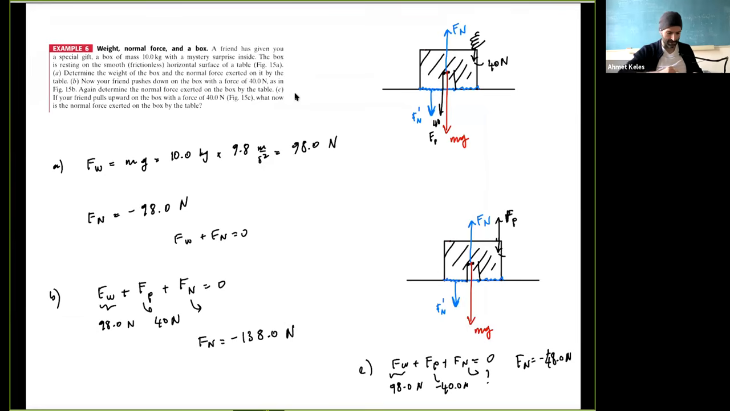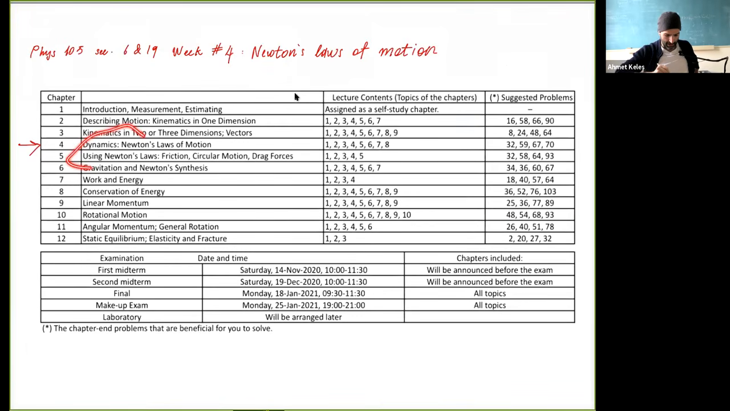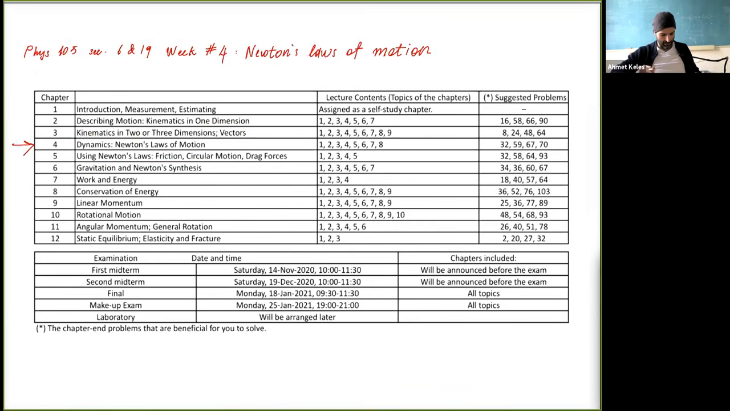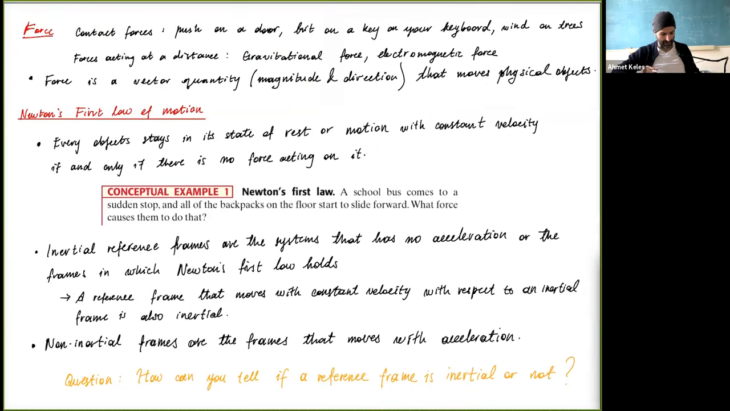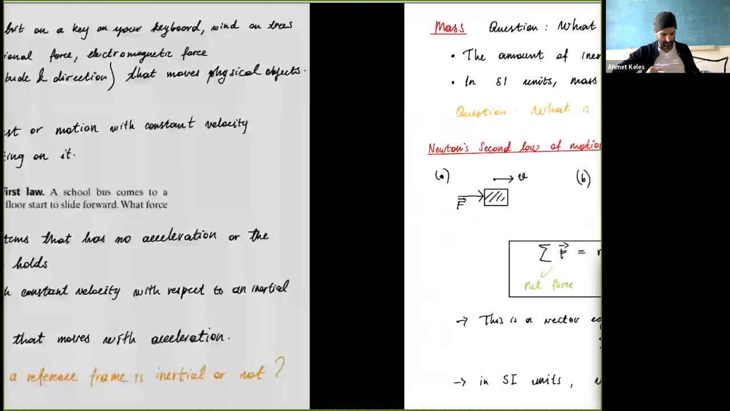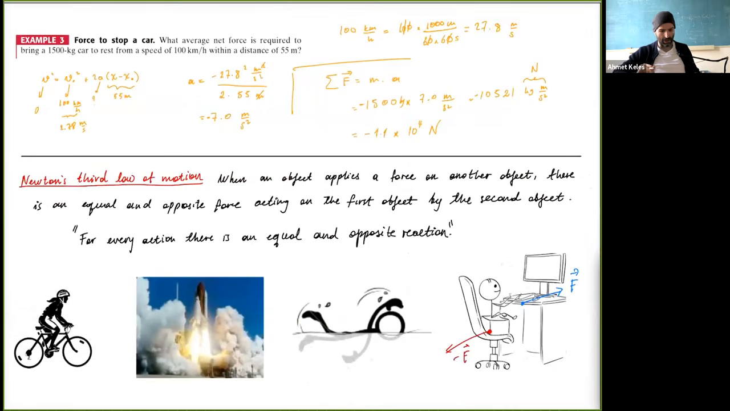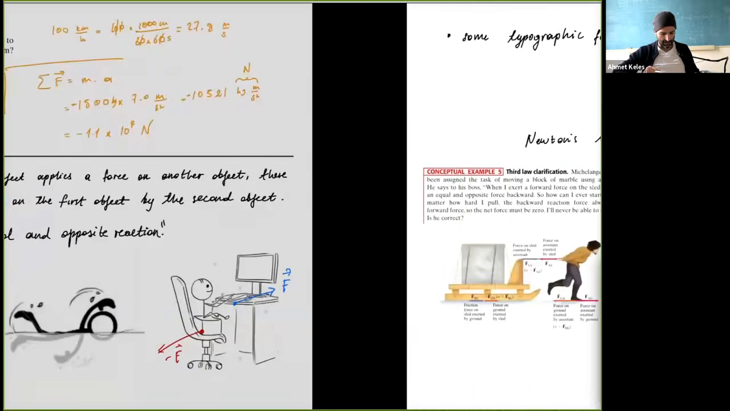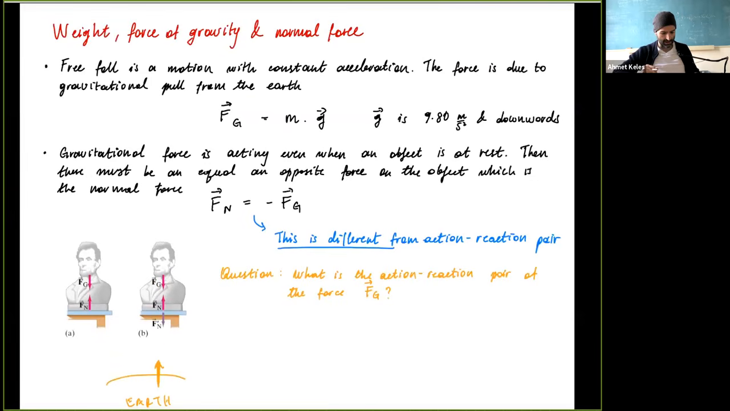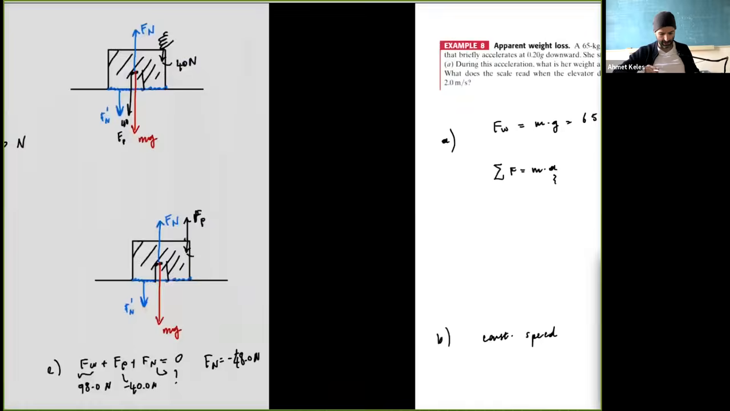It seems like there's no question. Just to remind, we are on chapter 4, dynamics, Newton's laws of motion. So what did we do? We talked about force on Monday and Newton's first law. We talked about mass and Newton's second law, F is equal to ma. We talk about Newton's third law. For every action, there is an equal and opposite reaction. These action-reaction force pairs. And we talked about weight, force of gravity, and normal force. And I think we solved 1 or 2 problems.